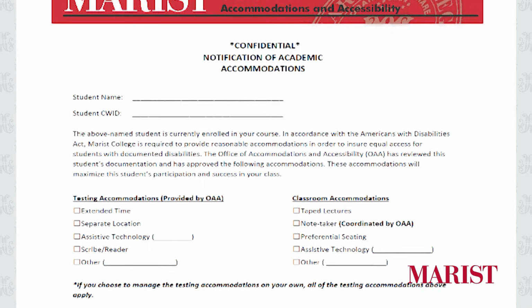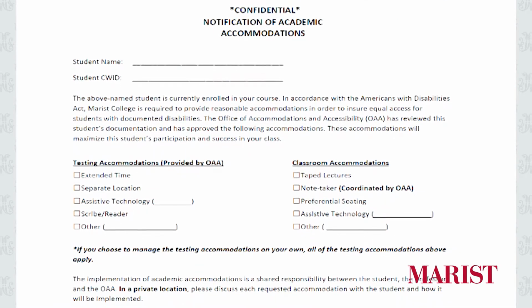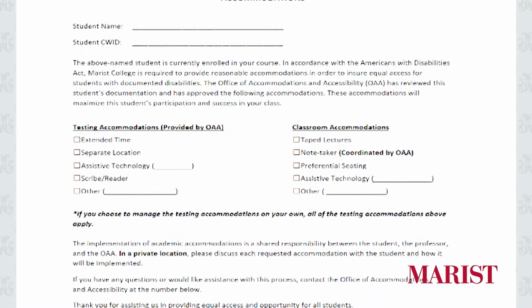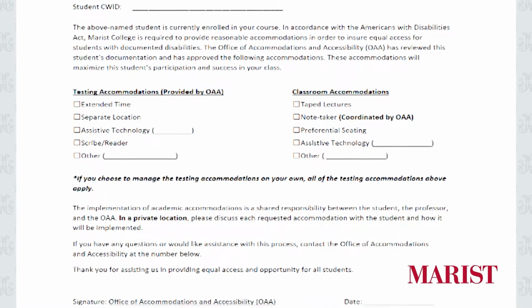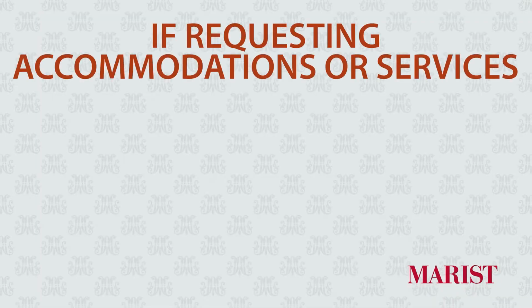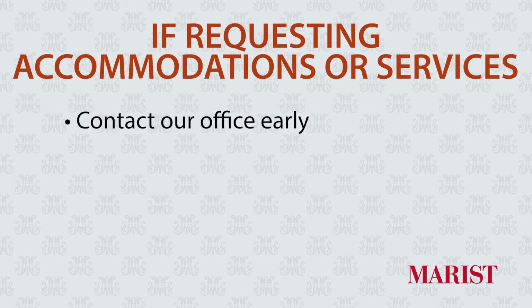Students are encouraged to self-advocate with their instructors and are given an accommodation letter to provide to their instructors, which includes all approved accommodations. If you're requesting accommodations or services, it is helpful for us to hear from you early.